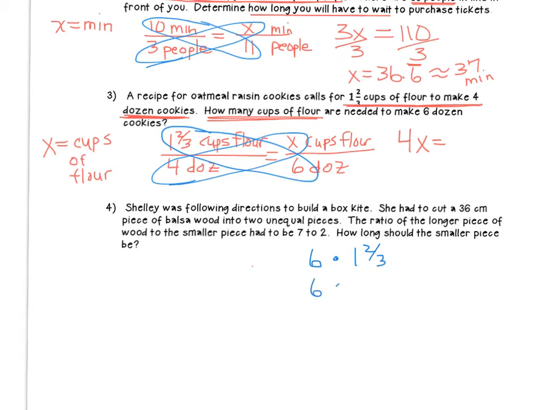Then I have to change this to improper. 3 times 1 is 3, plus 2 is 5. So 6 over 1 times 5/3. Multiply straight across. 6 times 5 is 30. 1 times 3 is 3, and you get 10. So that was my work. So that's 10. Now divide by 4 on both sides.